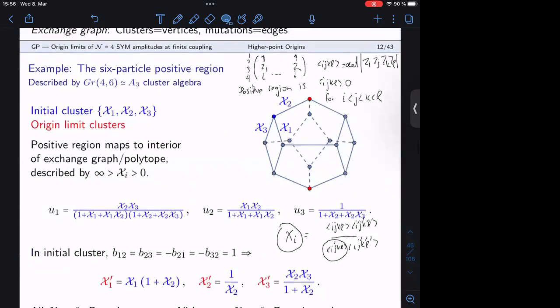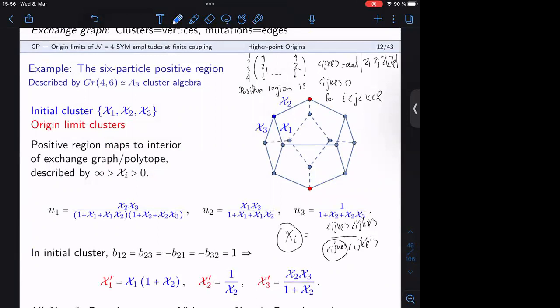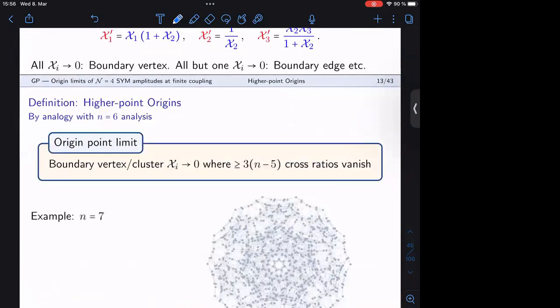Note, I could have, I don't know, another point here on this line, but it doesn't seem relevant. We could pick points on these edges, but we will look at really vertices of this polytope. And we will ask that a maximal number of cross ratios vanishes. Since we have all possible parametrizations of a positive region, we can do that.